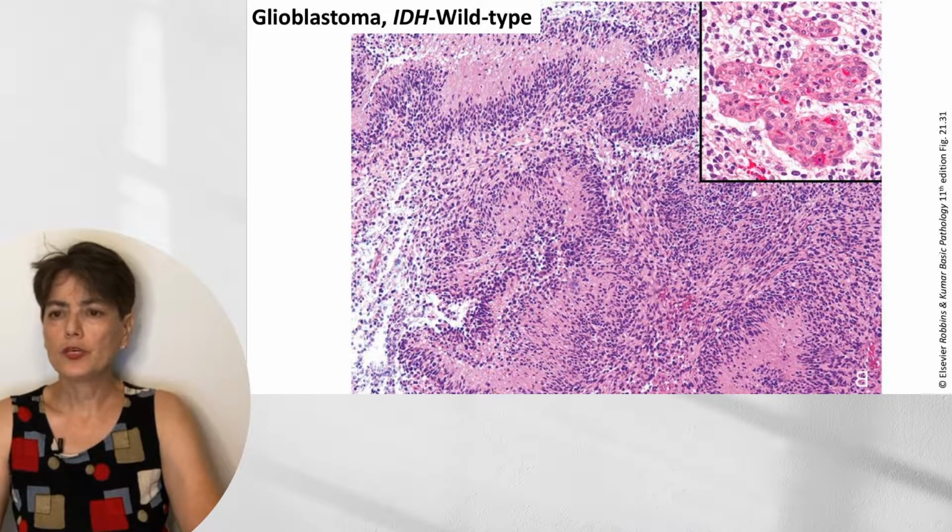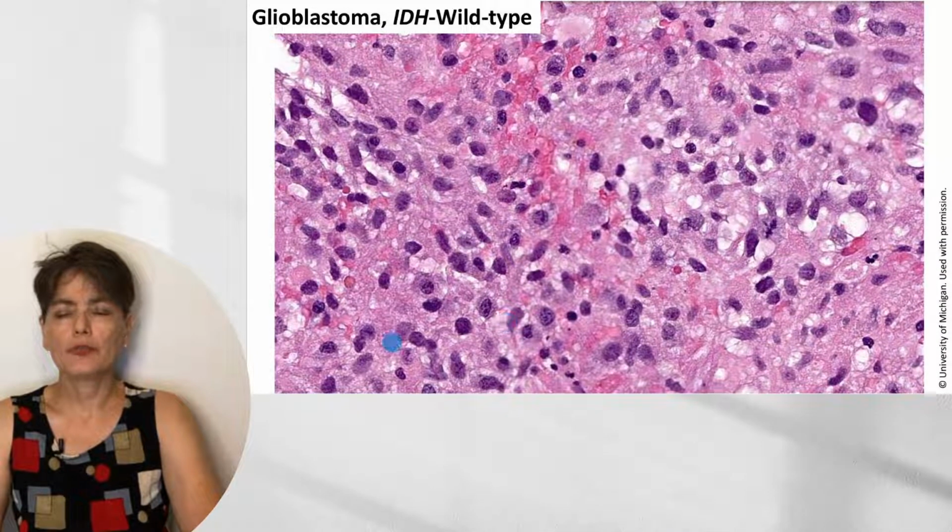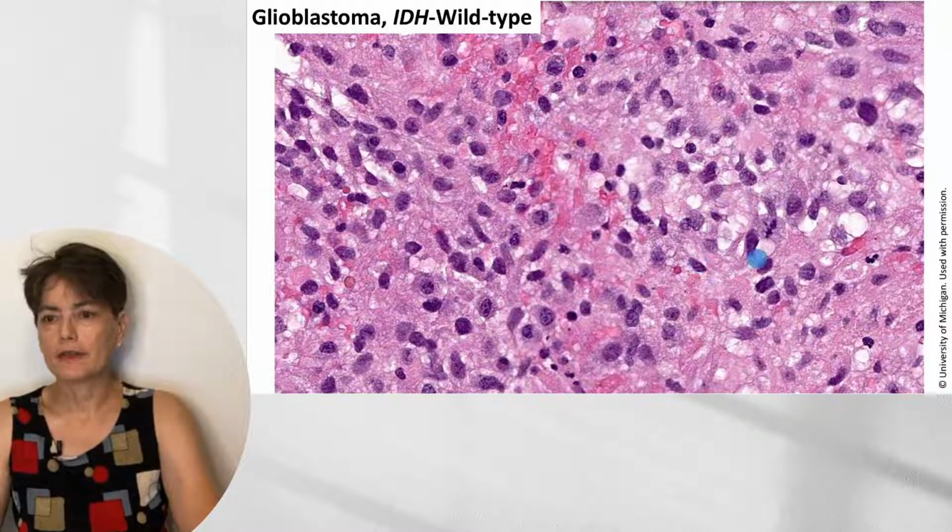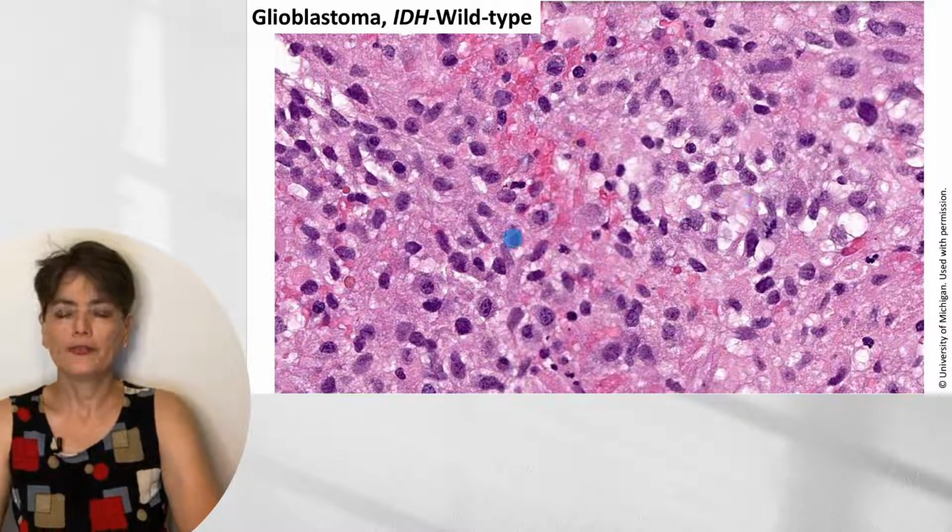And then just to give you another view of one of these tumors to compare it to that grade 2 astrocytoma I showed you earlier, so you can appreciate the increased cellularity. You can see there's areas of hemorrhage here, and here is a mitotic figure. So this is a very aggressive tumor.